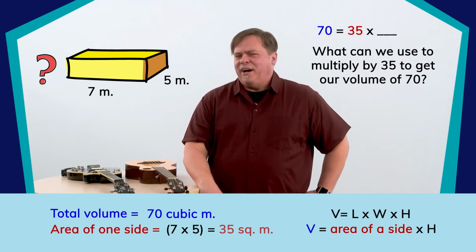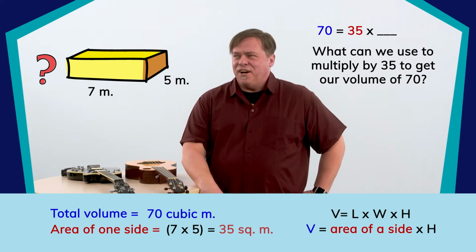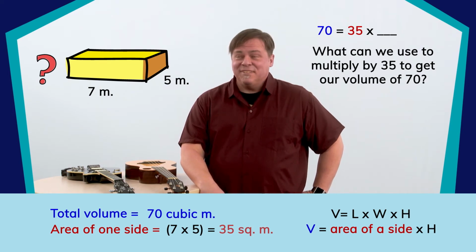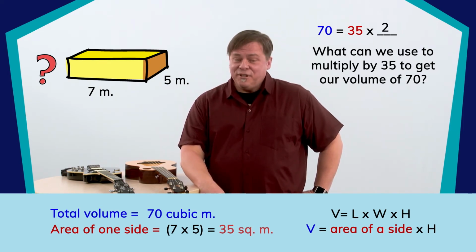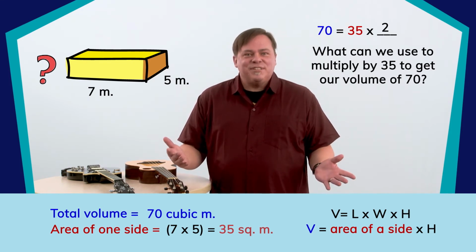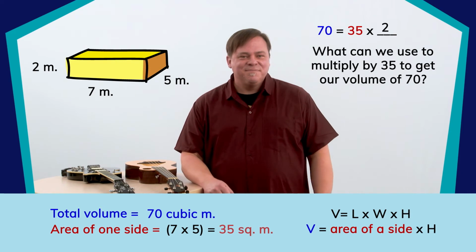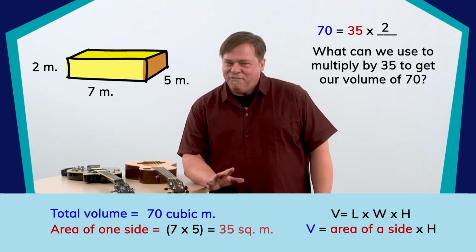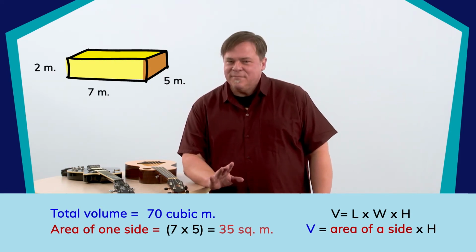What can we multiply by 35 to get our volume of 70? 2. 35 times 2 equals 70. So the height of our prism must be 2 meters. Are you feeling more confident about this type of problem?